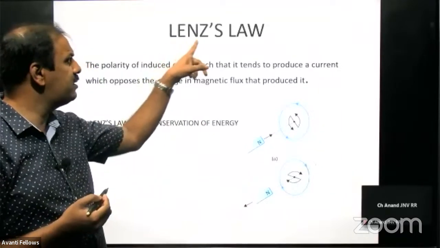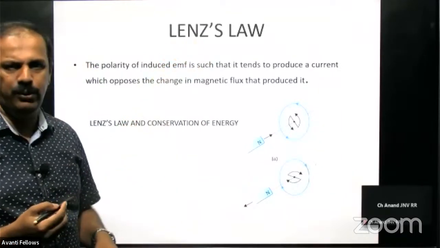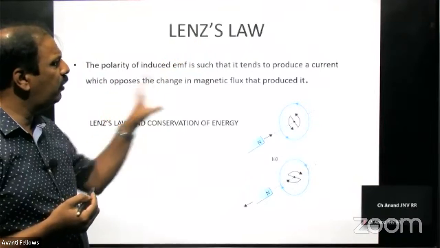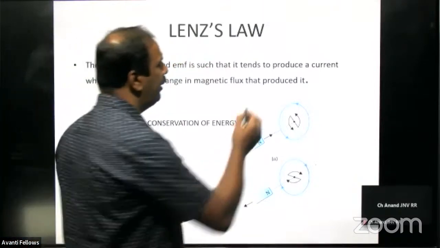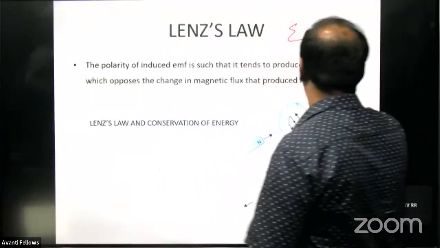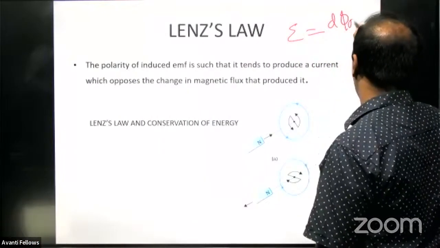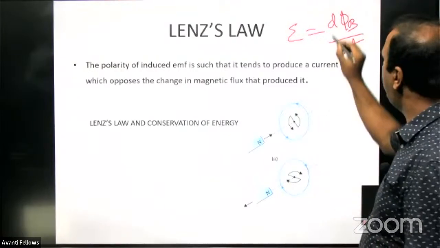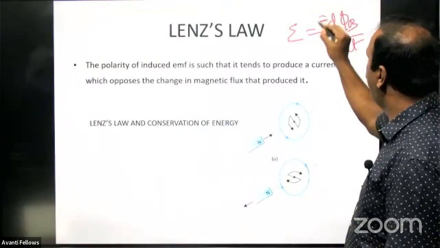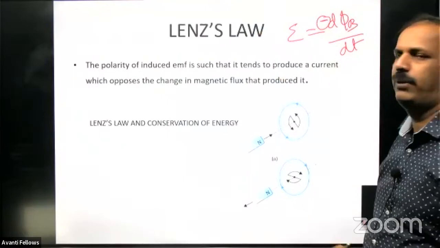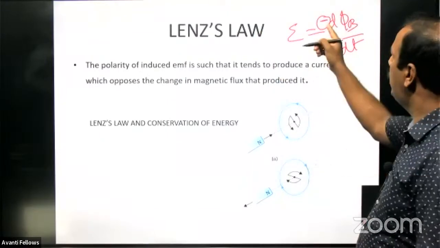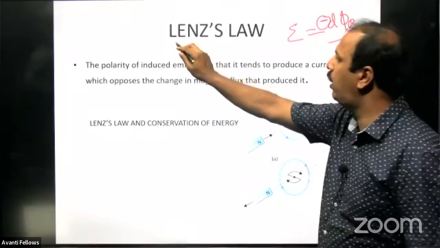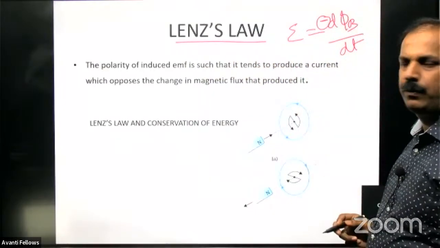Okay, this Lenz's law. So what is this Lenz's law? So we will go for that one. Our induced EMF is e equal to minus d phi b by dt. This much we are getting from Faraday's law, and we have a negative sign here. This negative sign is due to Lenz's law. So now we'll go for this Lenz's law, how this negative sign comes here.